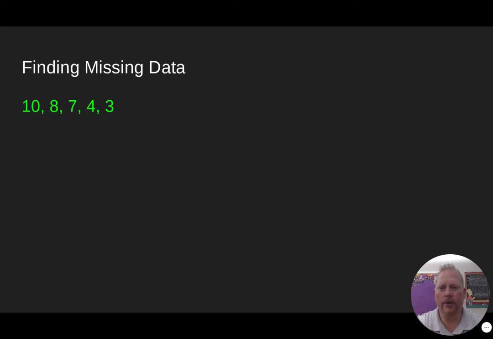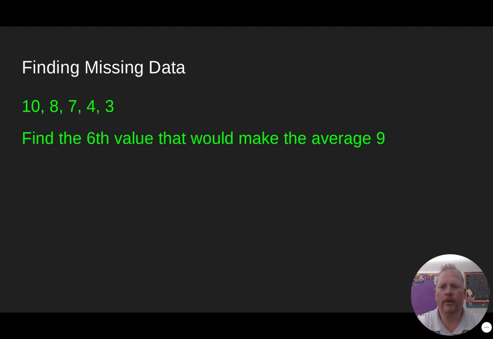Okay? Let's do one more example like this. Let's say you're given those 5 numbers. What is the 6th value that would make the average 9? Let's make sure that we get a good setup. Take the 5 numbers plus x and divide it by 6. Since we want the average to equal 9, we'll put equals 9. Now we can do 2 things at the same time. Let's add up all those numbers: 10 plus 8 plus 7 plus 4 plus 3 is 32.